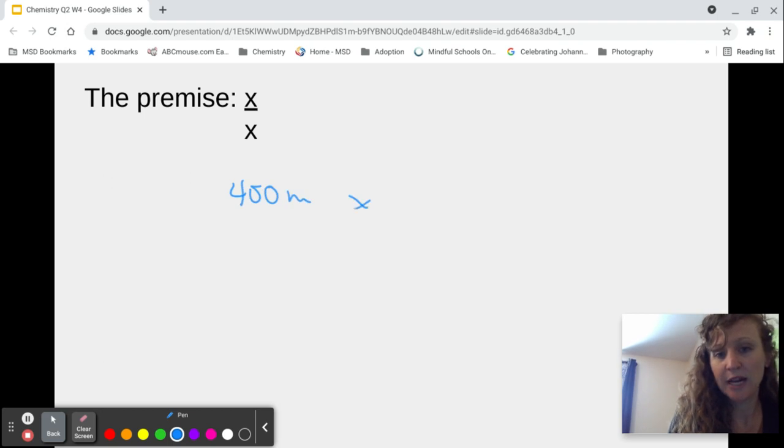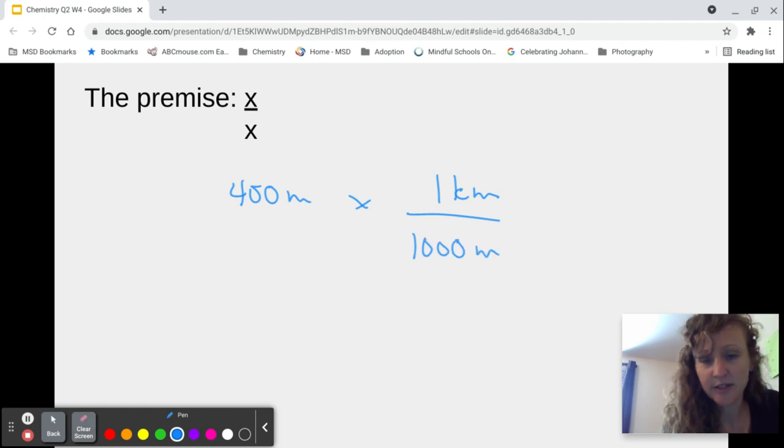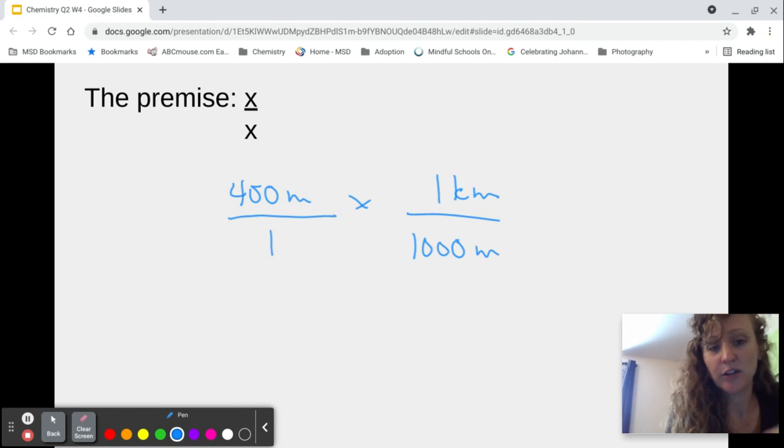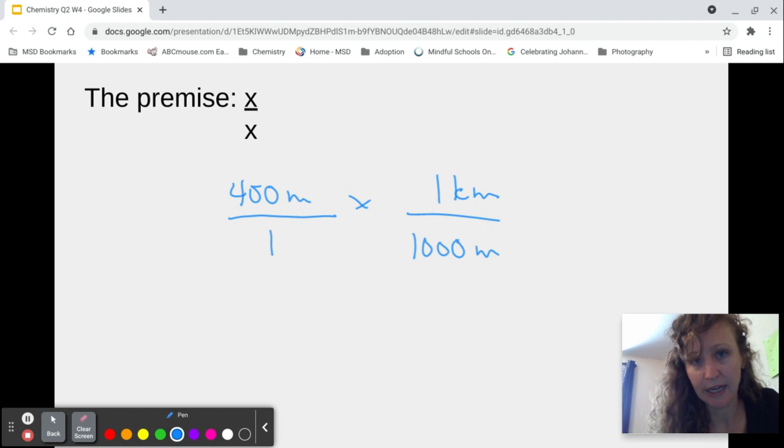So you have to remember this when you're doing dimensional analysis, because if you have 400 meters and you multiply it by 1 kilometer over 1,000 meters, right? You have to know how to multiply these numbers, 400 over 1 and 1 over 1,000. And in order to multiply them correctly, you have to remember that the 400 is actually in the numerator. You have a 1 in the denominator.